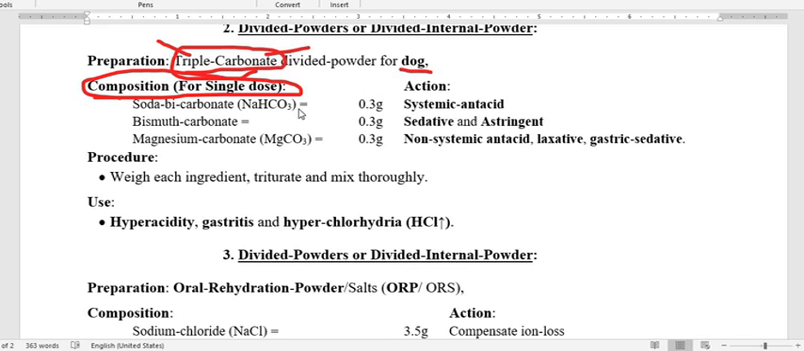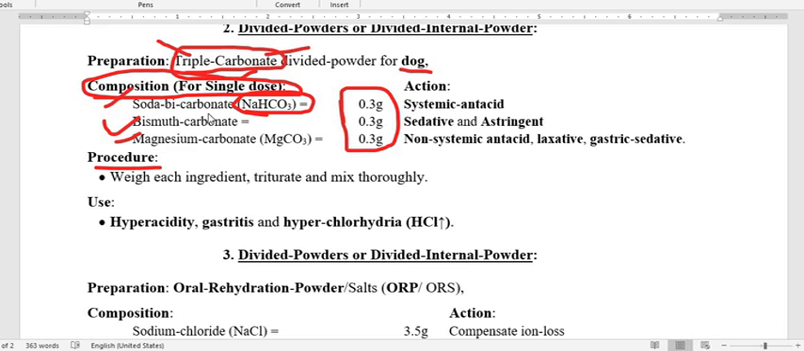Because this is an antacid, soda bicarbonate must be there. So the first important component is soda bicarb, and all the ingredients are 0.3 gram. So soda bicarb, bismuth carbonate, and magnesium carbonate are all used. How do we make the preparation? We have to weigh the ingredient and keep it in the mortar and pestle, triturate it, and then weigh the other ingredient, mix it and triturate it, and you have to use it.